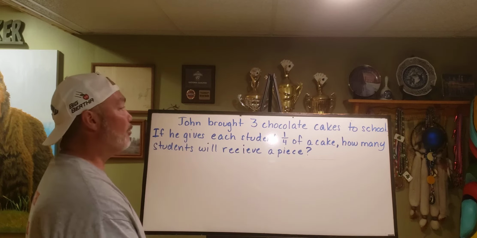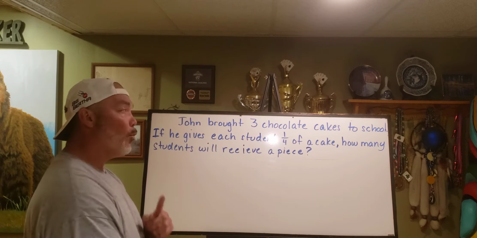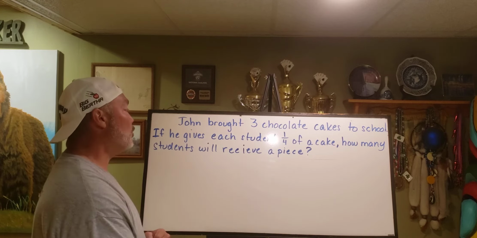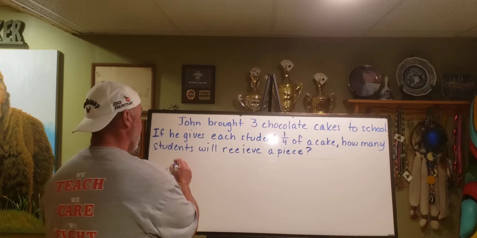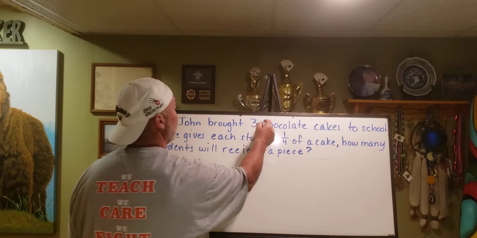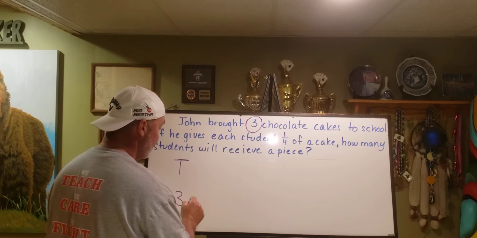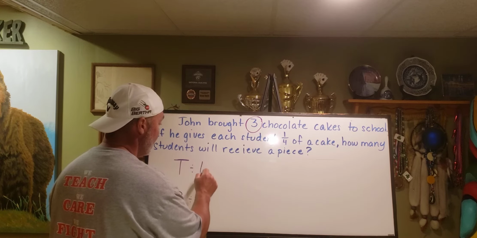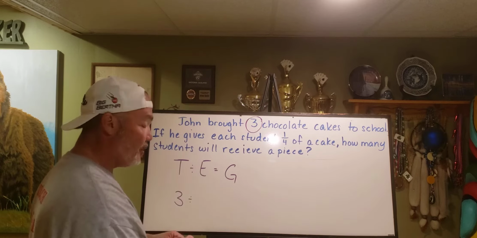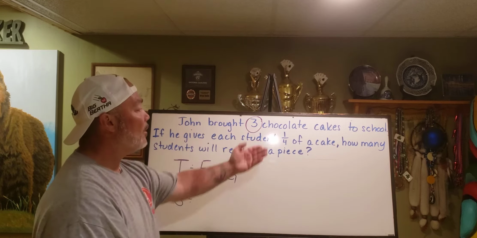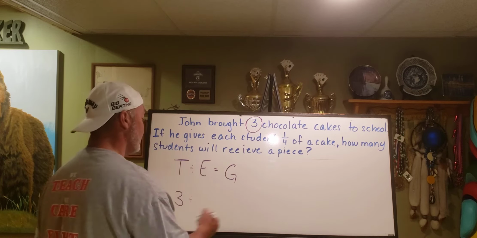So let's start with: John brought 3 chocolate cakes to school. If he gives each student 1/4 of a cake, how many students will receive a piece? So my total, the T, is going to be 3. He has 3 total cakes, right? And we're looking for the E and the G. Well, the equal parts or equal pieces, 1/4. So it's going to be 3 divided into 1/4.